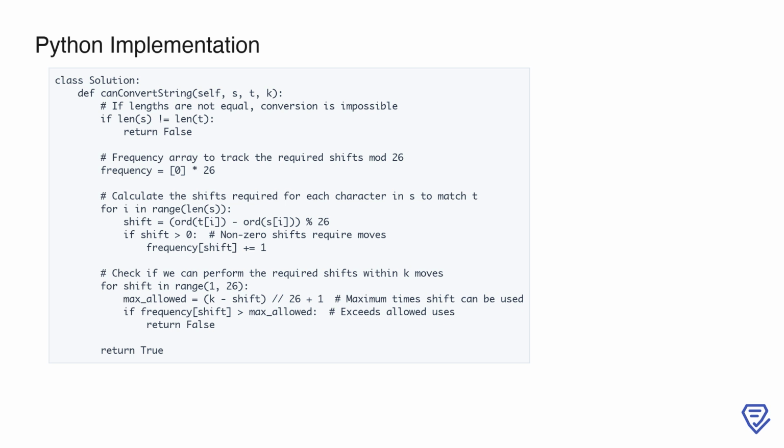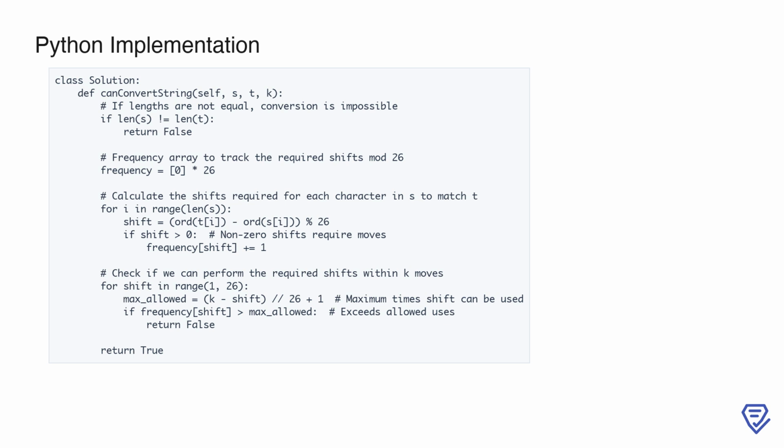The provided code solves the LeetCode problem number 1540, Can Convert String in K Moves, by determining if string s can be converted into string t within k moves under the problem's constraints. The solution begins by checking if the lengths of s and t are equal. If they are not, conversion is impossible, and the function immediately returns false.